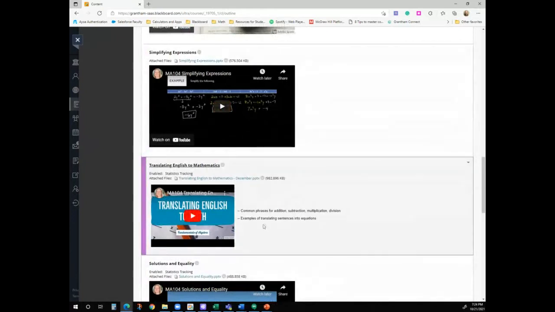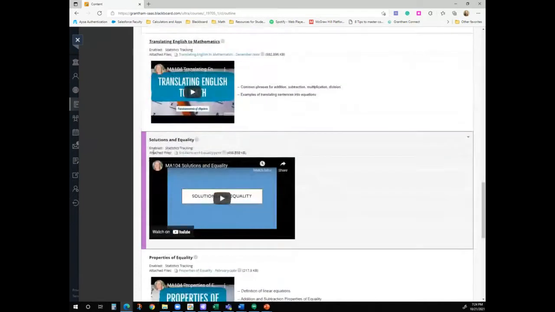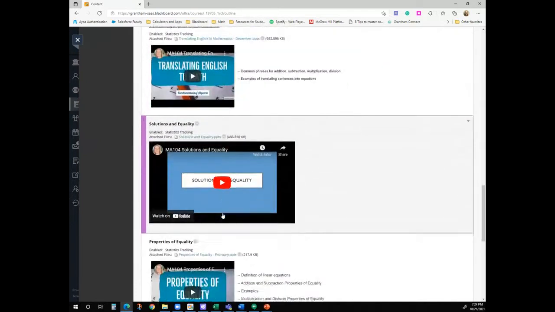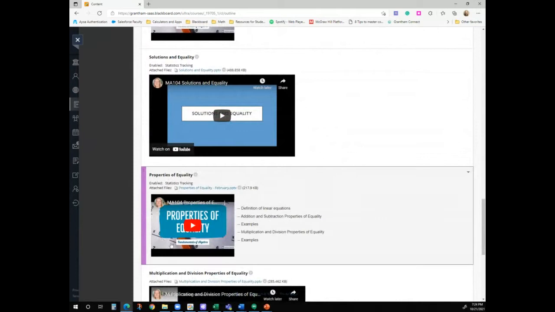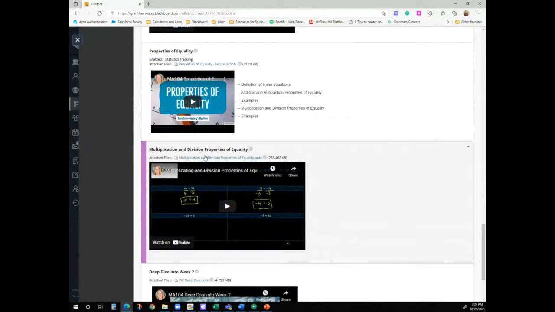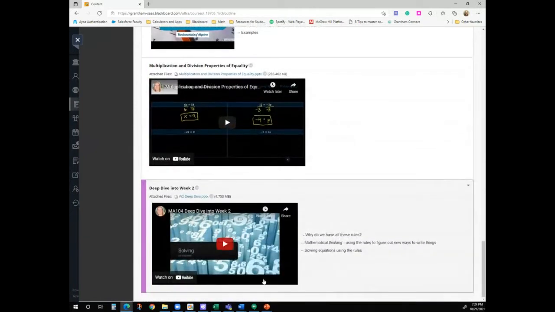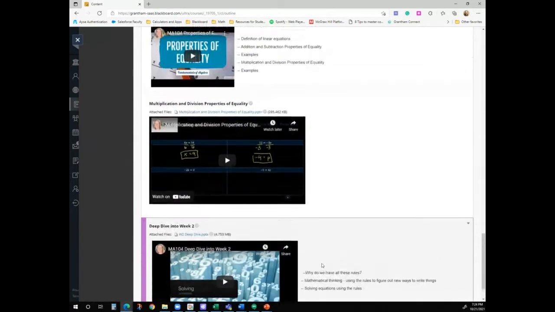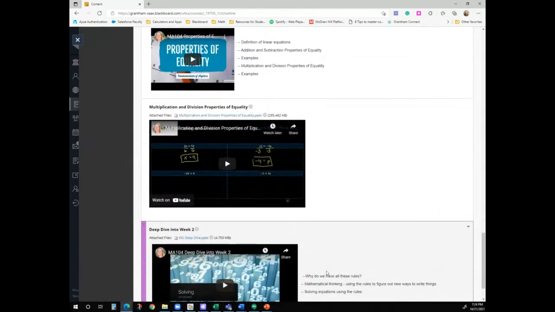Then there is some translating going on, converting English sentences to math. So this is a good one to watch. This is more about solving right here. This is an overview of the different properties of equality, and then in depth into the multiplication and division properties right here. And then if you really want to know why we're doing everything we're doing, that's this video right here. So you don't have to watch every single one.